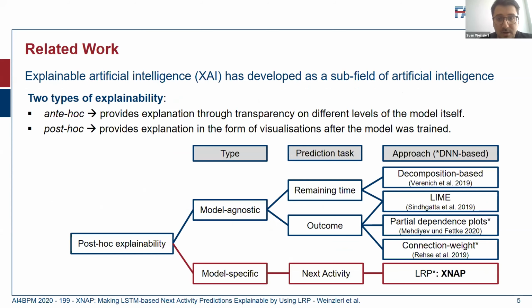Regarding related work of XAI in predictive business process monitoring, we differentiate between two types, ante hoc and post hoc. Ante hoc explainability leverages explanation through transparency on different levels of a model itself. That means it comes from the model itself. We have to keep in mind that previous approaches in predictive business process monitoring, like finite automata or decision trees, are such ante hoc approaches.